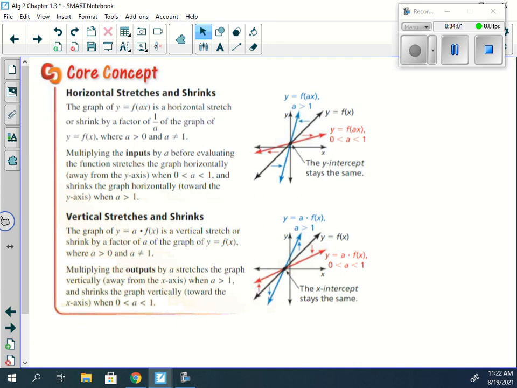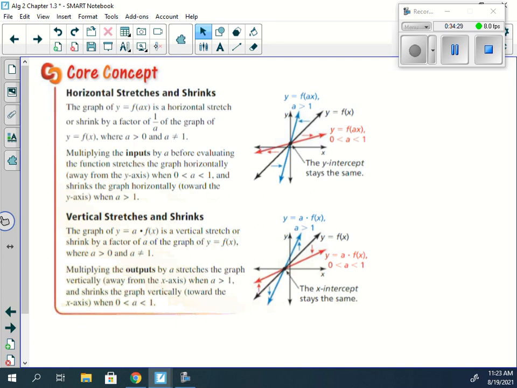So if they said the horizontal stretch or shrink was 4, a is equal to 4, what we actually apply into the function is not 4, it is actually 1 over 4. Or if it says that the stretch or shrink is 1/4, what we put into the function is not 1/4, we actually put in 4. Clear as mud yet?